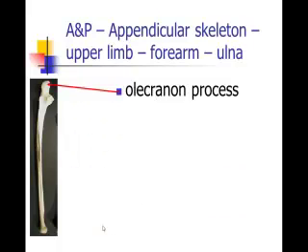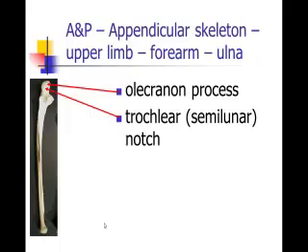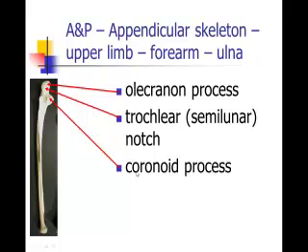We have the olecranon process of the ulna. That's going to insert into the olecranon fossa of the humerus. We have the trochlear or semilunar notch. I would go with trochlear notch if I were you, because the trochlear notch then articulates with the trochlea of the humerus. We have the coronoid process, and you remember there was a coronoid fossa on the anterior side of the humerus, so when your forearm is flexed, that inserts into that depression.